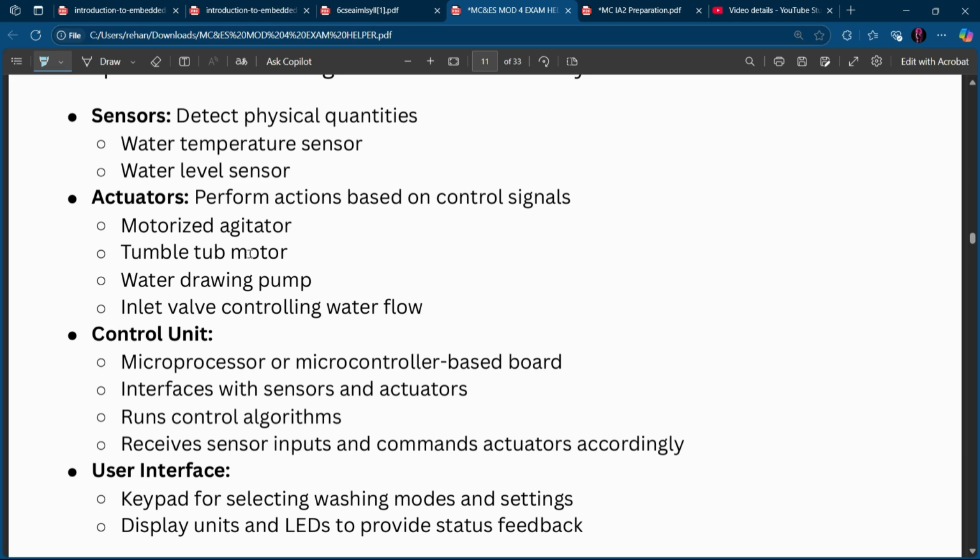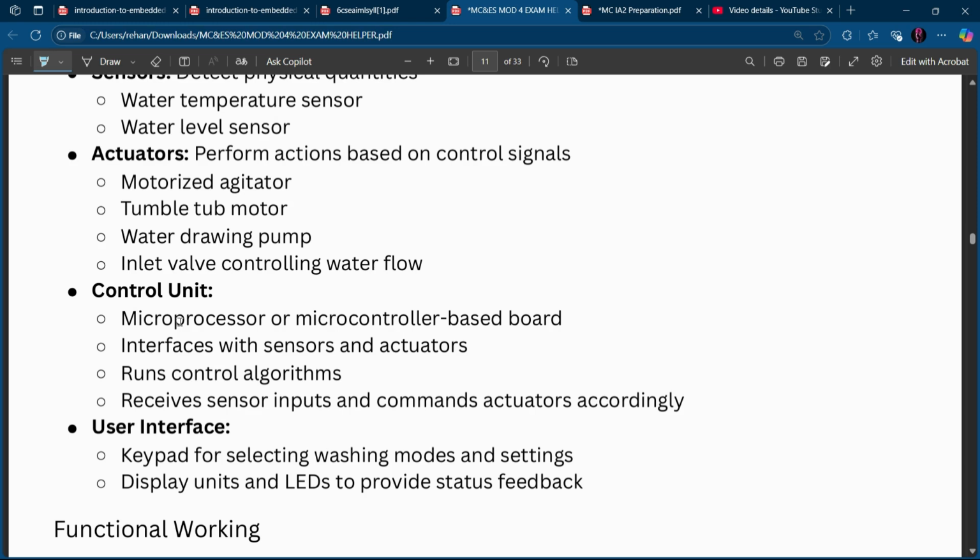Actuators perform actions based on control signals. What are the control signals? They are taken from the sensors itself. Motorized agitator, tumble tub motor. Tumble is like spinning. Motorized agitator, like an agitator. Water drain pump, inlet valve controlling water flow. These are the four actuators they have mentioned. Control unit.